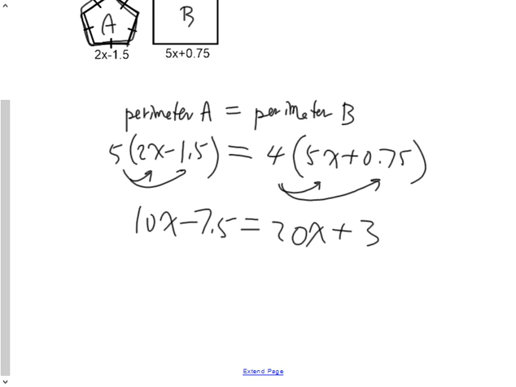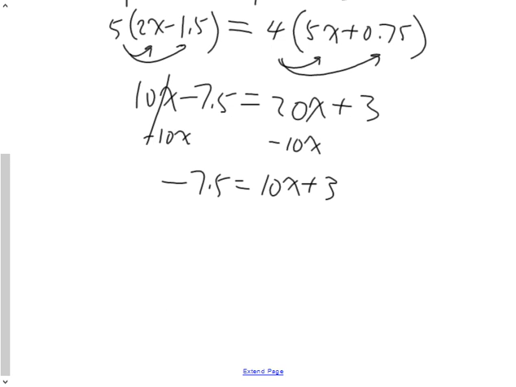I'm going to first subtract 10x from both sides. I'm going to get negative 7.5 equals 10x plus 3. Subtract 3 from both sides.